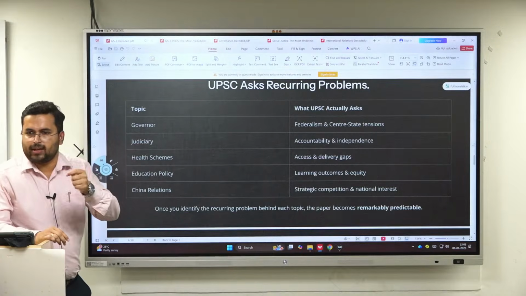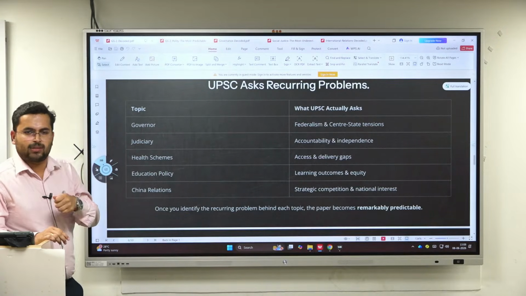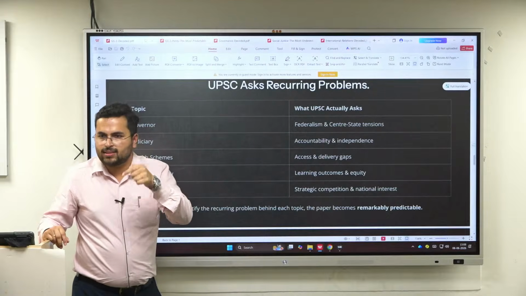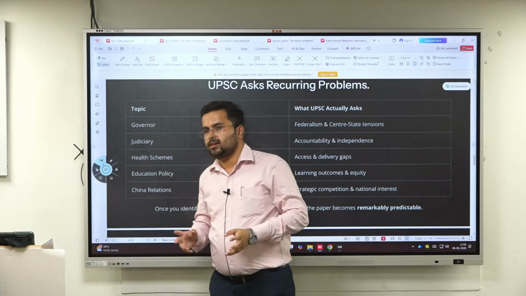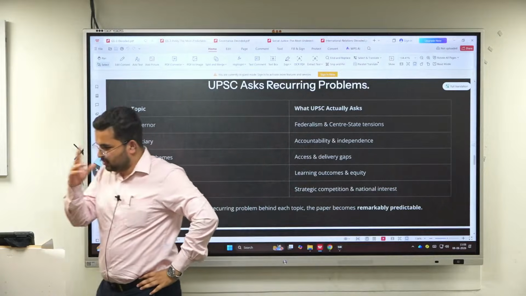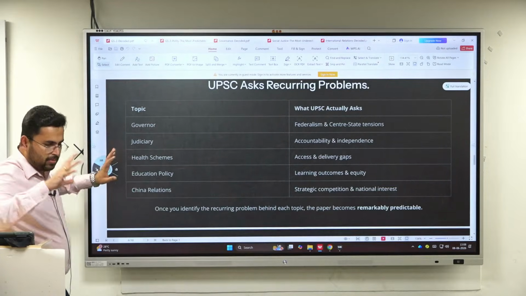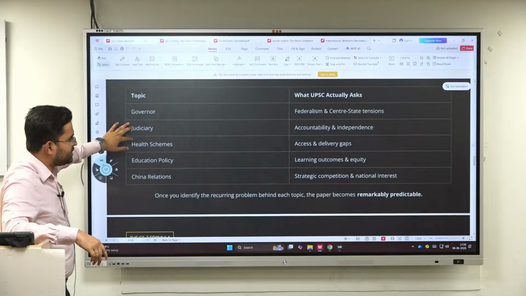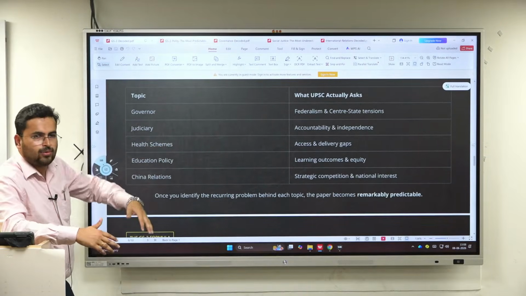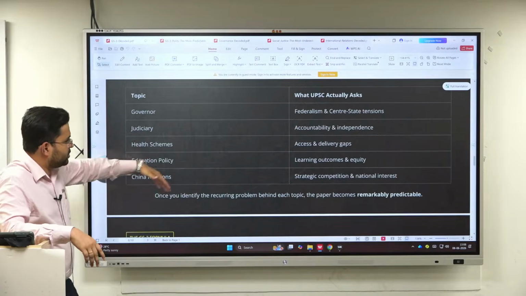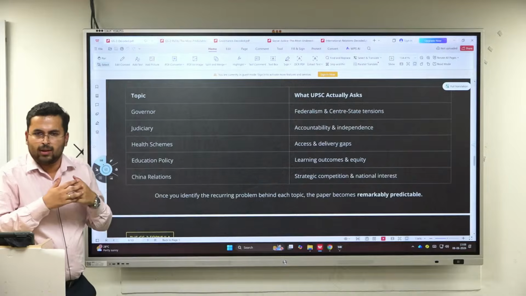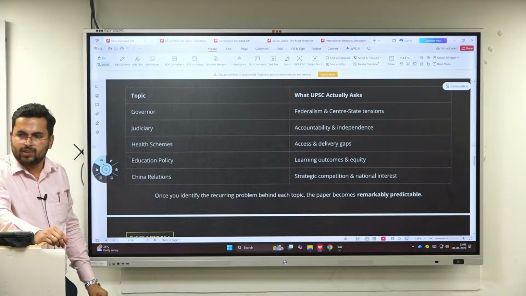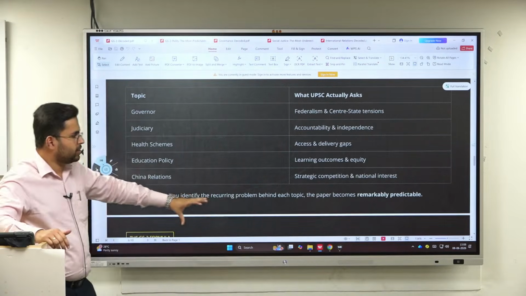You have to start interpreting whenever an article comes on the governor's powers. You have to link it and understand why such crises are happening, rather than just rote learning the articles, etc. What I mean to say is that is just the prelims aspect of the governor. Now, when a question comes on health schemes, it does not ask what is PM Jan Arogya Yojana. It will be about access and delivery gaps. Where is it failing? What needs to be done more? Critically analyze the PMJAY. It will be nuanced and much deeper.